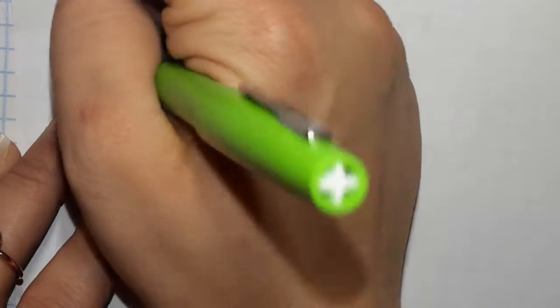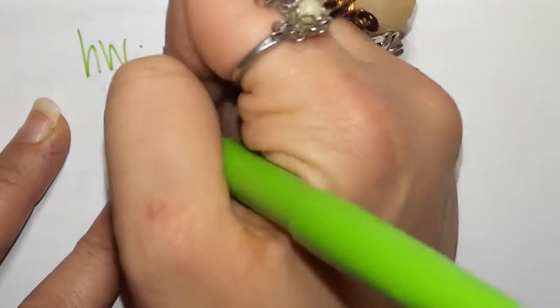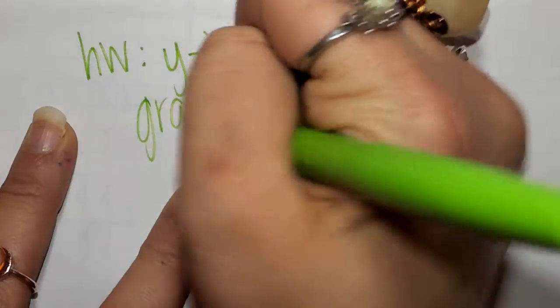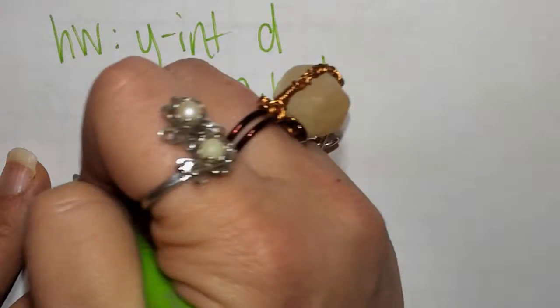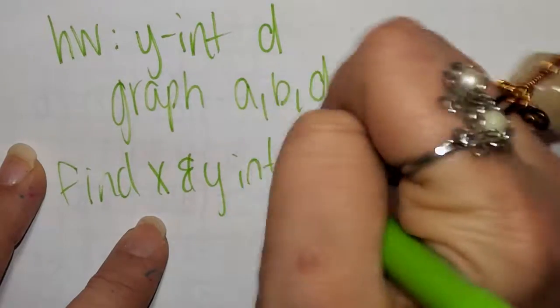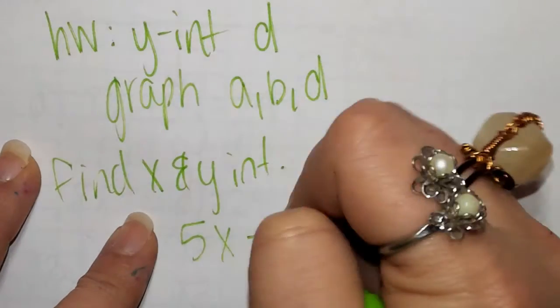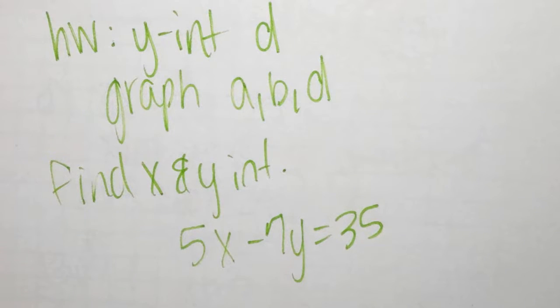Alright, so, homework. Y-intercept for D. I want you to graph A, B, and D. And I want you to find the x and y intercepts for 5x minus 7y equals 35. That's your homework. You may take a picture if you want to. A, B, and D.